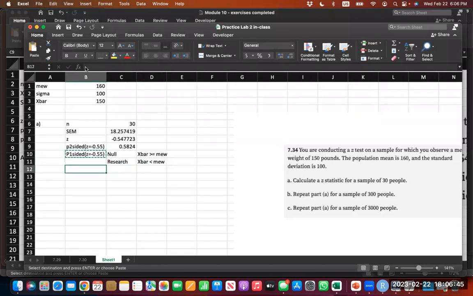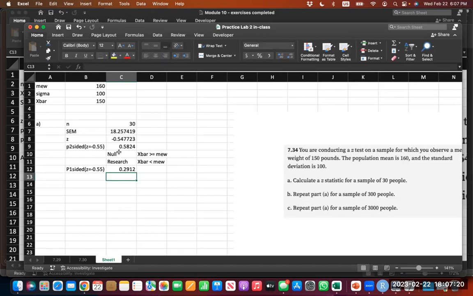Then our P would be 0.2912, because the research hypothesis again determines which direction we're testing. We have a negative value, so everything less than the z will be in our research hypothesis. That's the P value we're testing, and that probability is just greater than 5%.